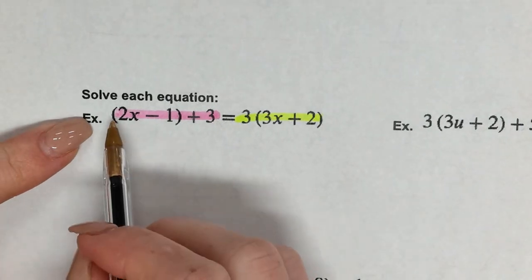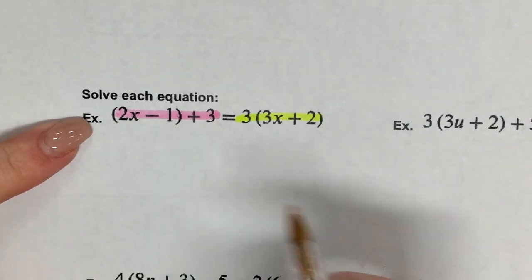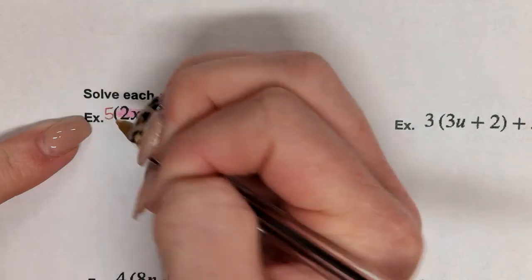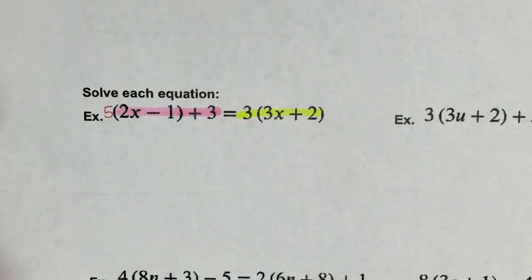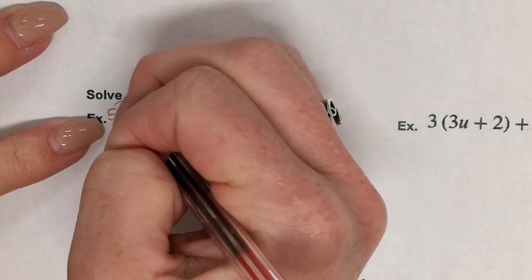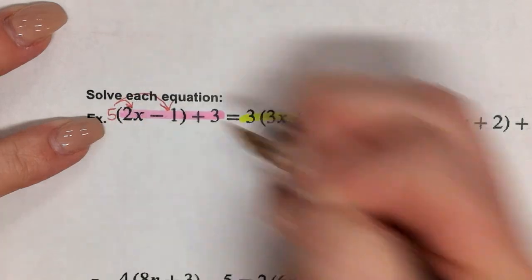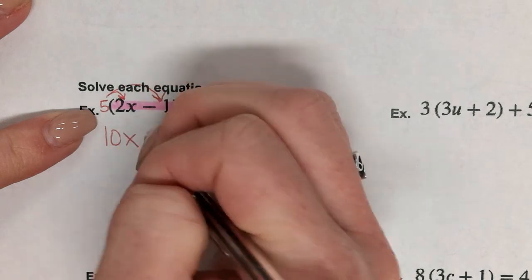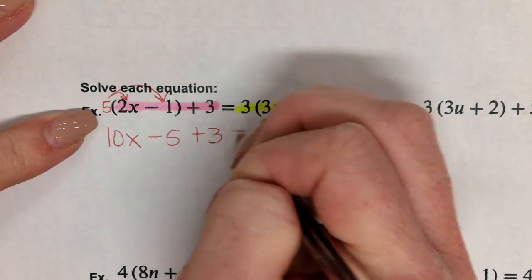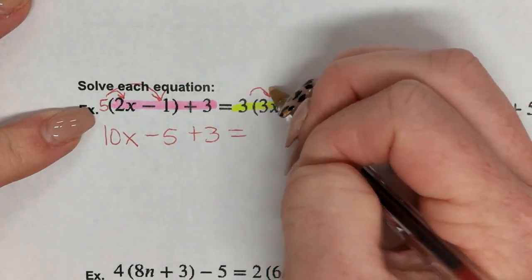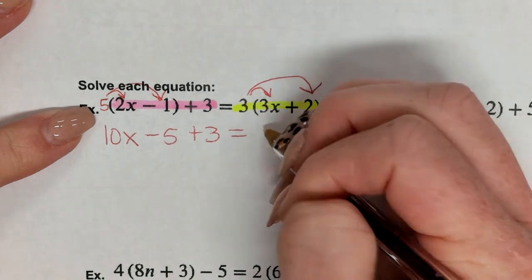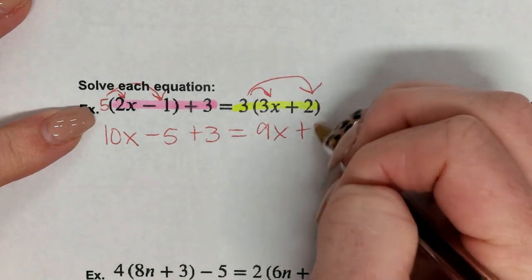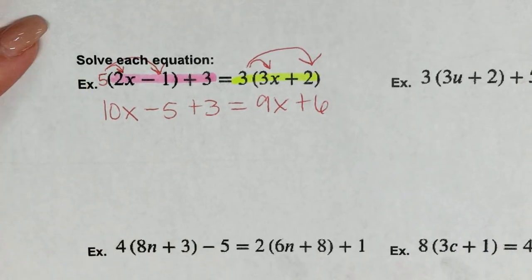Real quick, let's put a 5 right here. That way we have to do distributive property. Pretend that 5 was already there. Okay, what would I do? Distributive property, 5 times 2x and 5 times minus 1. So that's 10x minus 5 plus 3 equals, I have to do distributive property. 3 times 3 is 9x, and 3 times 2 is 6.